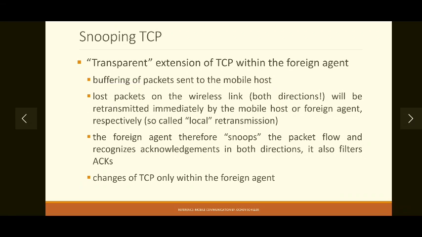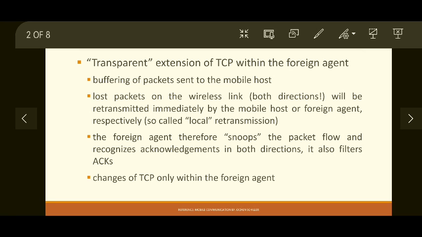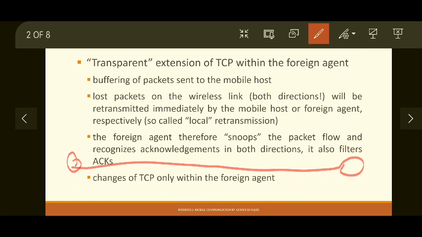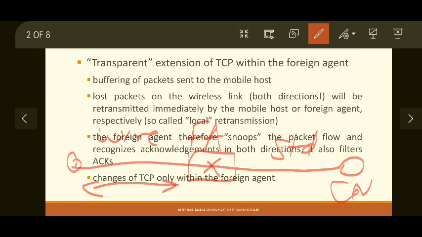Now what does that mean? In the indirect TCP, we have seen that the foreign agent divides the standard TCP connection into two parts. This is our foreign agent. This is our traditional TCP, that is standard TCP, and this is wireless TCP. This is the scenario for indirect TCP. So the connection is broken, end-to-end semantics are broken. Whatever happens in the wireless path, the correspondent node is not aware of that.